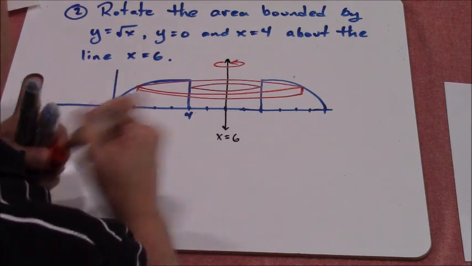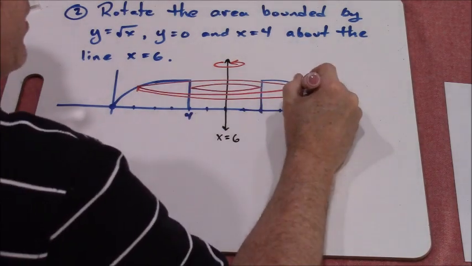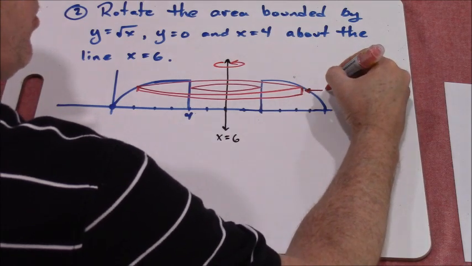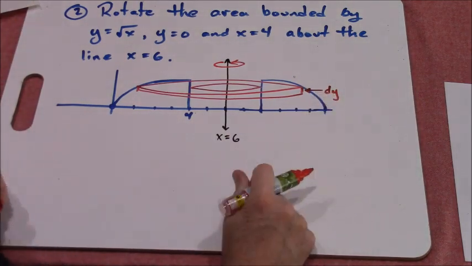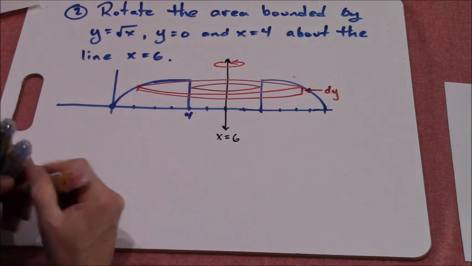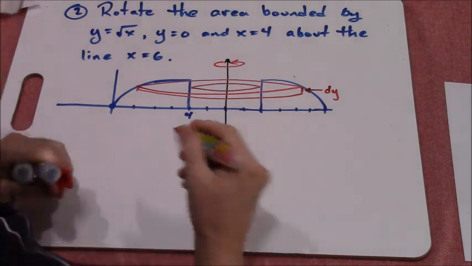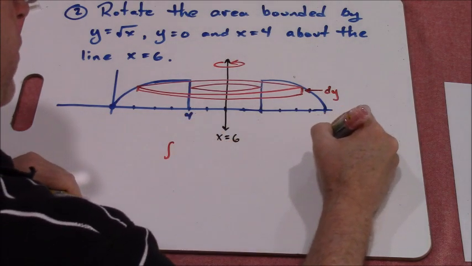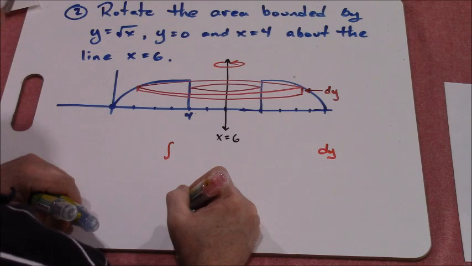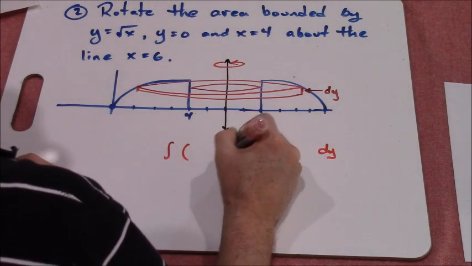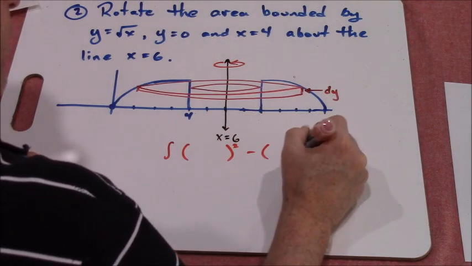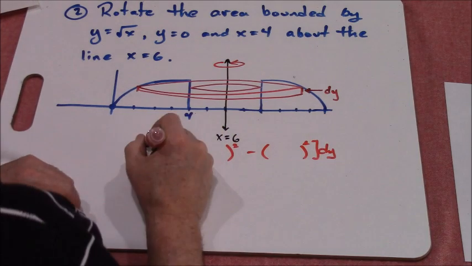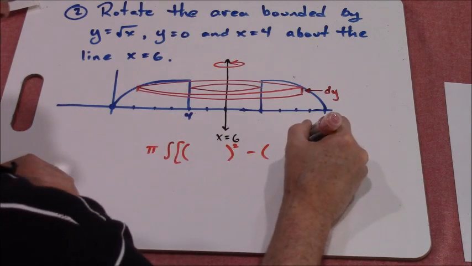So right here, I would look at the thickness of this. This thickness is running up and down. That's in the y direction. So I'm going to want everything to be in terms of y. All right, so far this is what I know. I've got an integral in terms of y, and I've got a big radius squared minus a little radius squared. There's going to be a pi out in front because that's our formula.